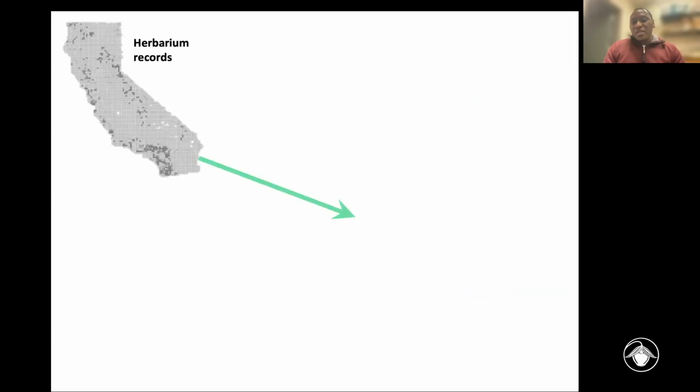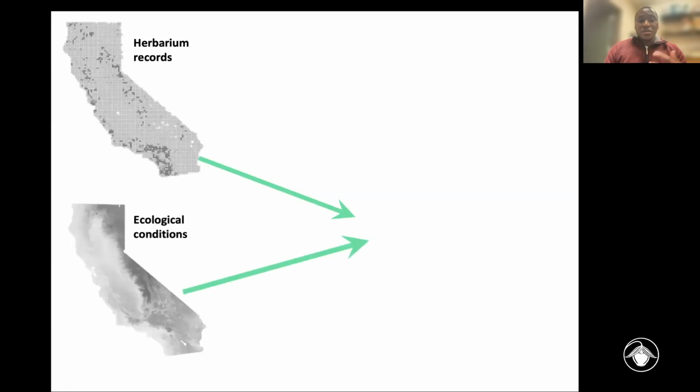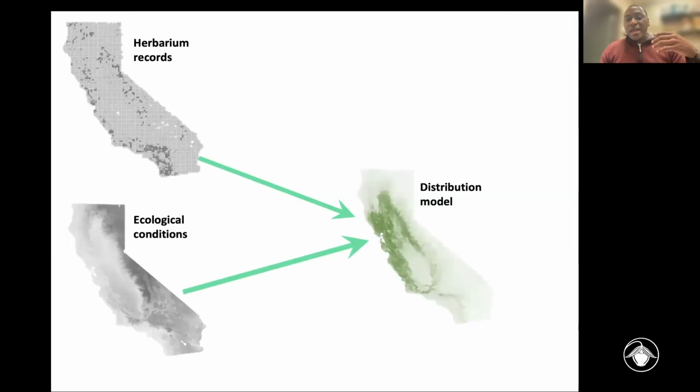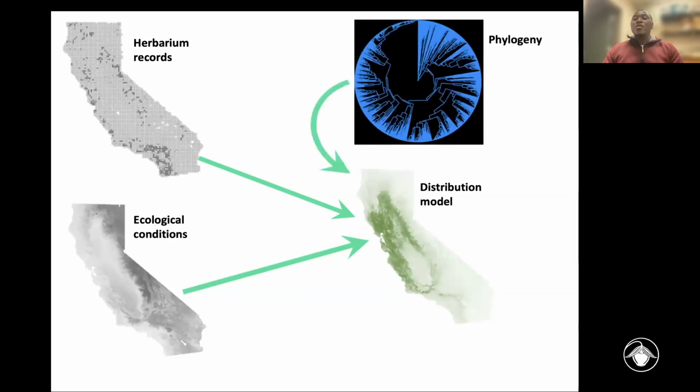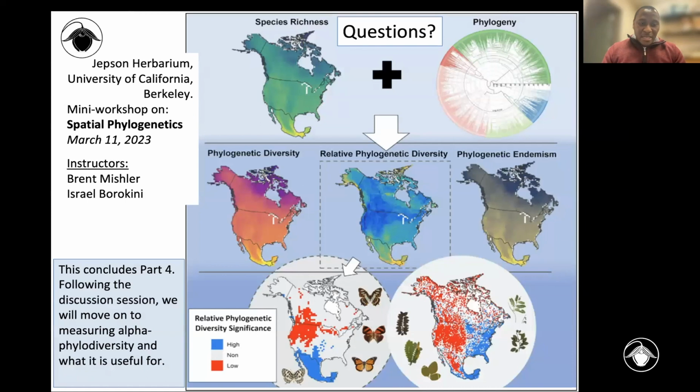So how do we do this kind of analysis? You need the herbarium records, you need the ecological conditions, and then you fit the models, as I mentioned earlier. Then you combine those models, you make a range map from those models, and then you combine them with the phylogeny you have. And once you have everything ready to this point, then you are ready to do the spatial phylogenetics. And this is where Brent is going to be explaining a little bit more in the next part on what is the next thing.